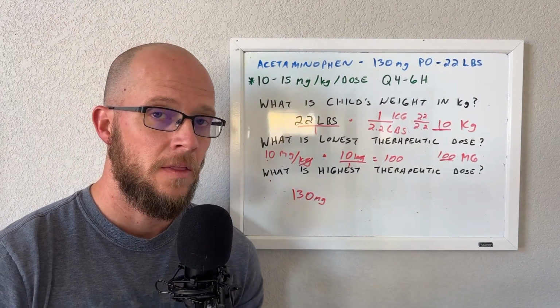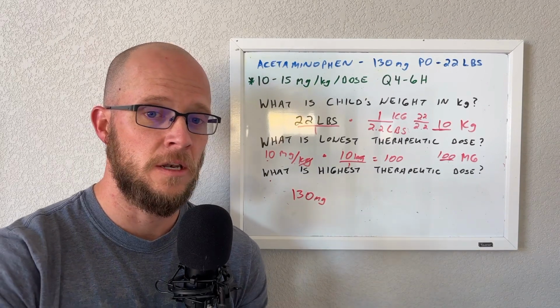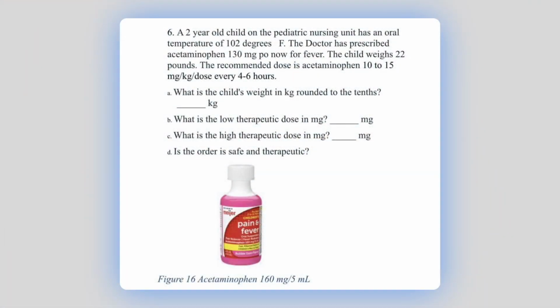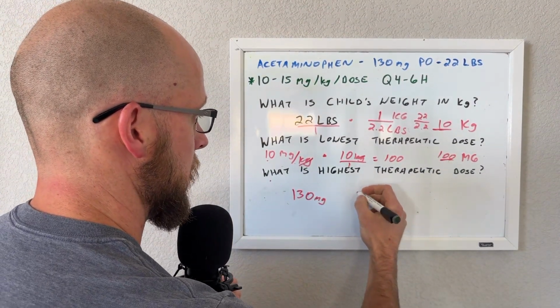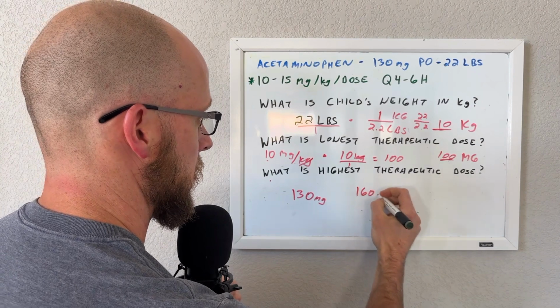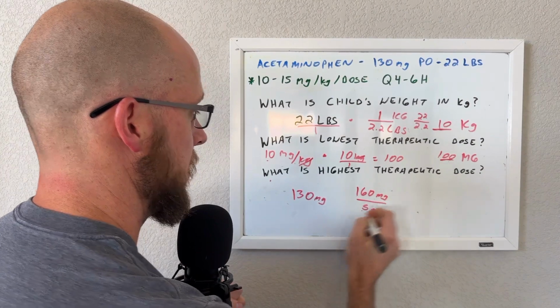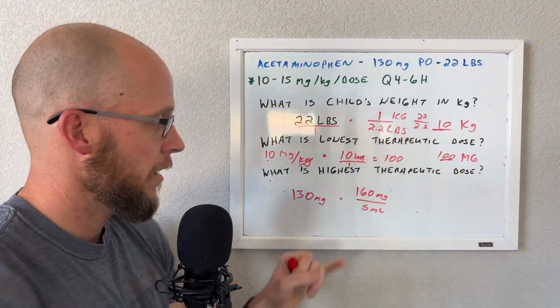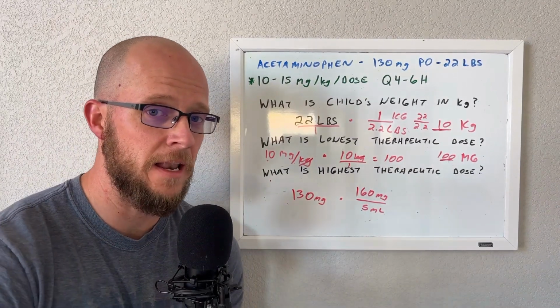Okay. Then I add in my concentration. What is my concentration? Well, that's back on this picture over here. At the very bottom, it says your concentration is 160 milligrams per 5 milliliters. So we're going to write that over here, 160 milligrams per 5 milliliters. And then you're going to multiply. However, hold on, you're not quite there yet.